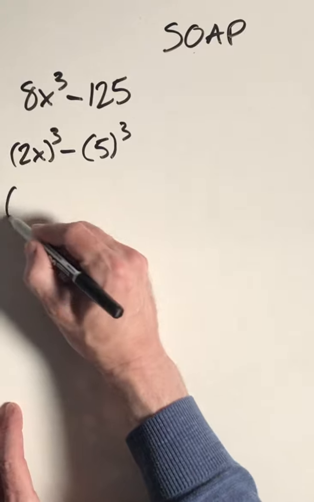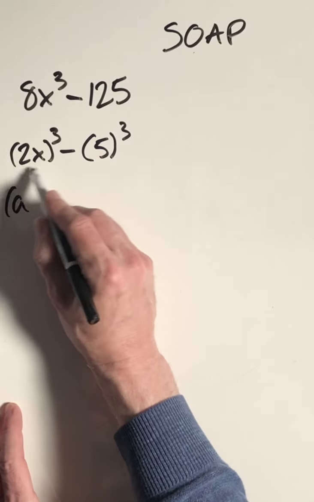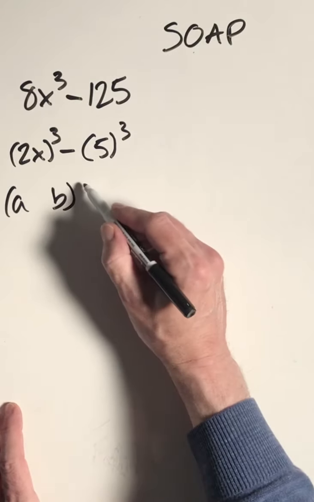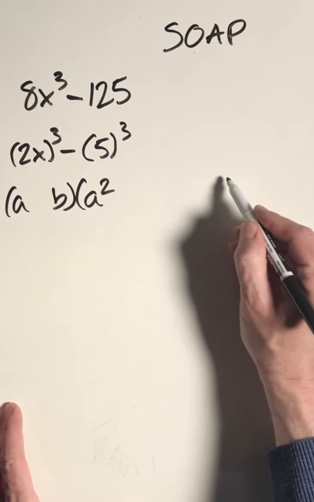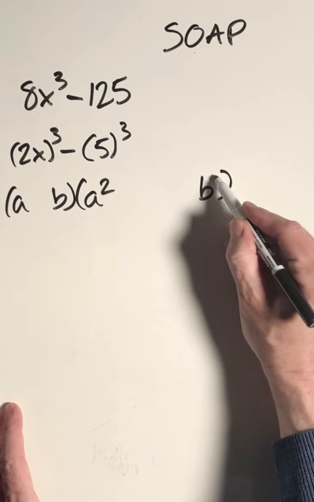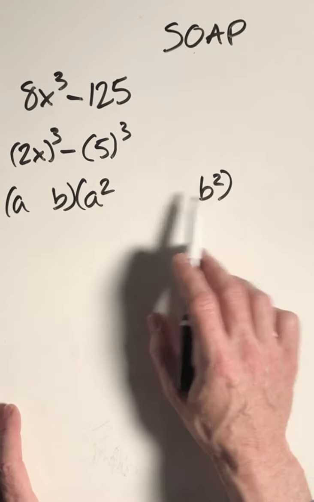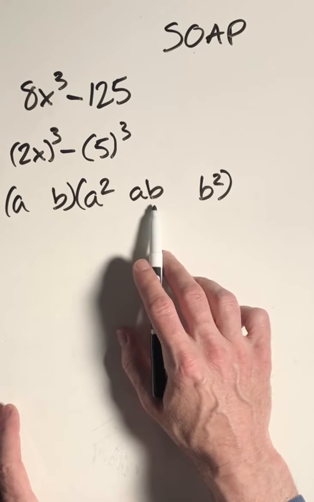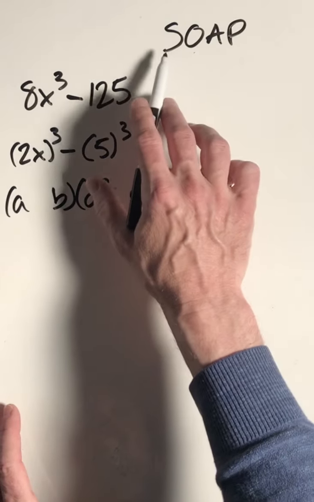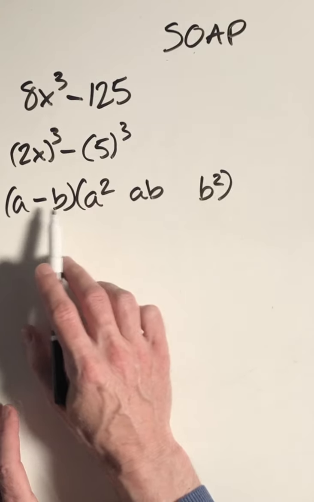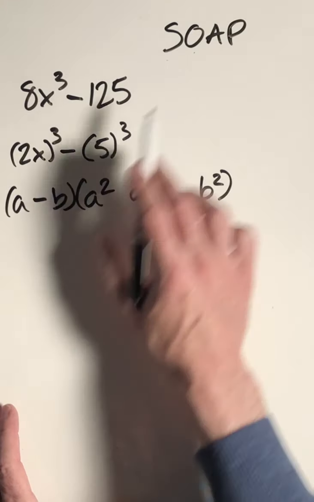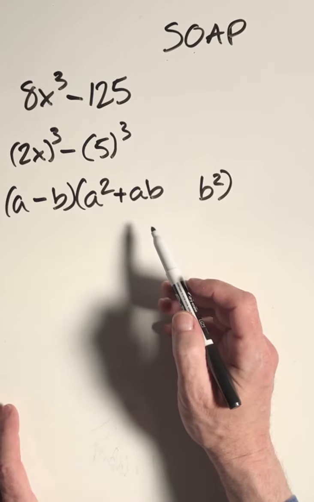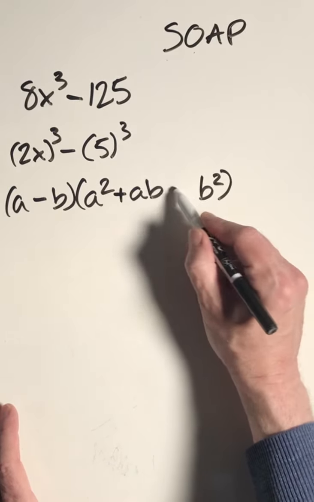So using my structure, I'm going to have an a, this first term here, and a b in a binomial. Then I'm going to have an a squared as the first term of my trinomial, and a b squared as the third term of my trinomial, and the middle term is going to be an a times a b. Since this is negative, my first sign is going to be the same, so my binomial would be a minus b. The second sign would be the opposite, so the opposite of negative is positive. And the last sign is always positive.